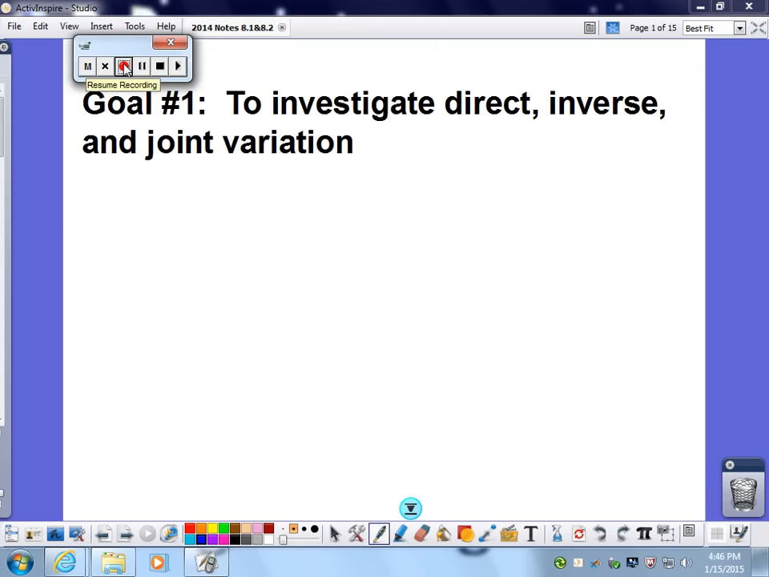All right, here's our first opportunity at trying to flip the classroom. So your goal or your task is going to be to take notes on 7A as you watch the video. Our goal number 1 is to investigate direct, inverse, and joint variation.